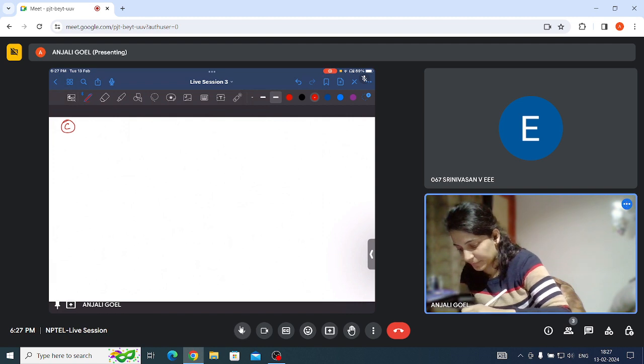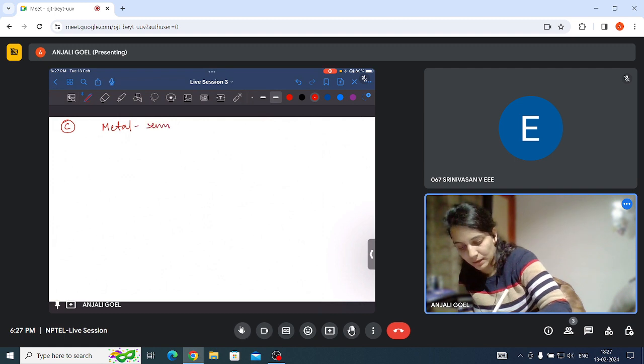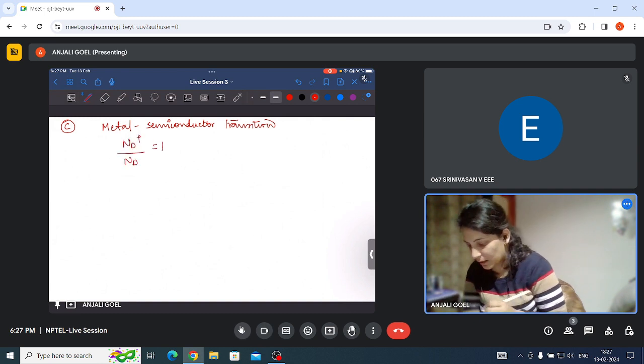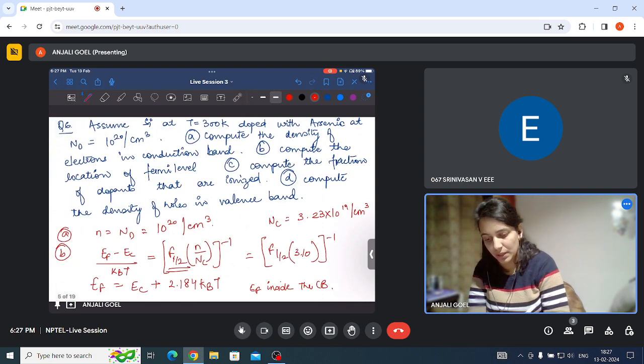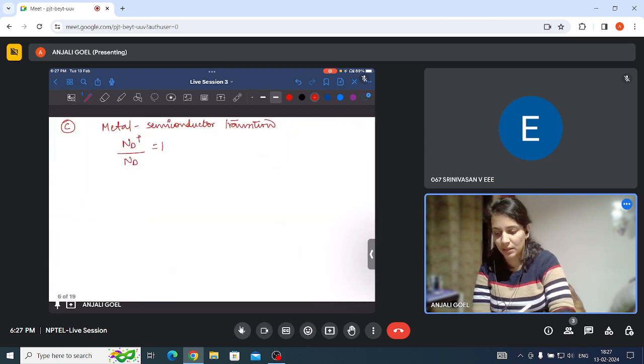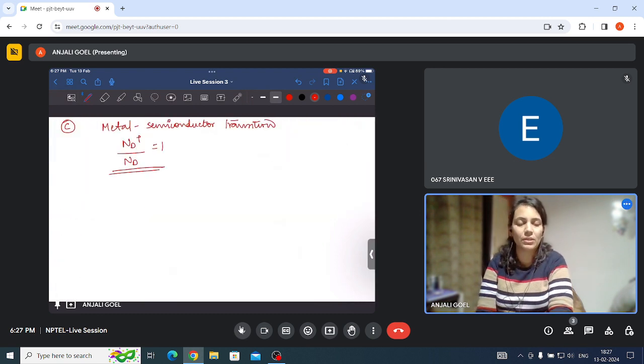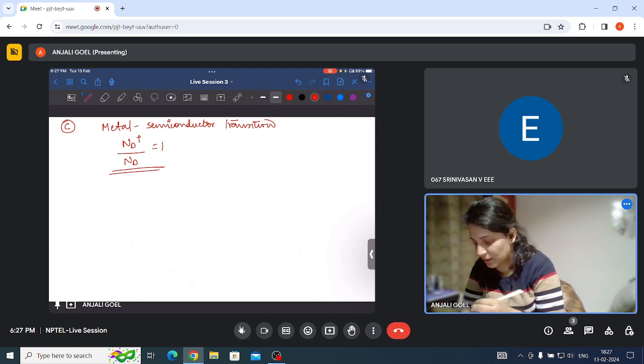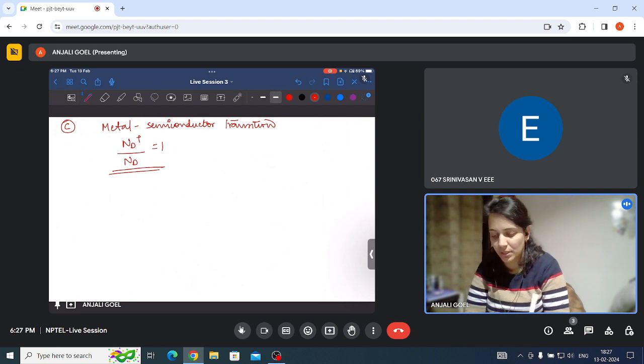Since we assume it is a metal-semiconductor transition, your Nd plus and Nd ratio will be 1. This is basically your fraction of dopants that are ionized. We assume that it is a transition, so the ratio is 1. So it's just the formula that we wanted to make you aware of. And third, you have to just use the mass action law.